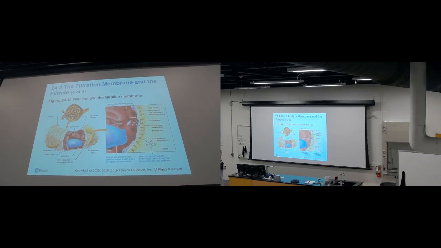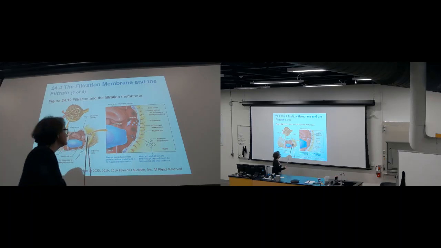So here is the filtration membrane. If you magnify this region, part of the glomerulus surrounded by these podocytes, this is what you will see. This is the wall of the capillaries. This is an open capillary, so you can see blood cells like the erythrocyte and the white blood cells. And this is the fenestrations of the capillary. And then you have the basal lamina, and then the pedicels from the podocytes.